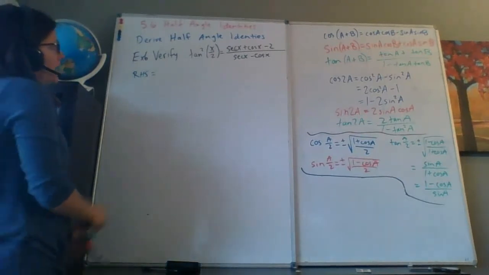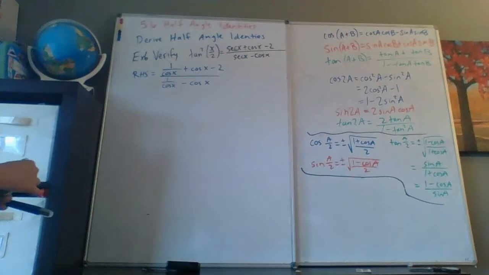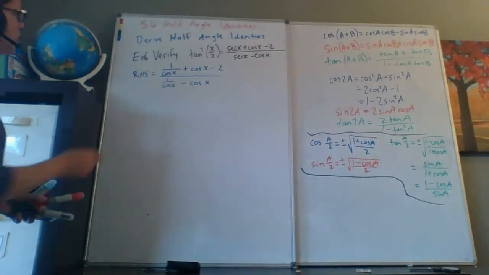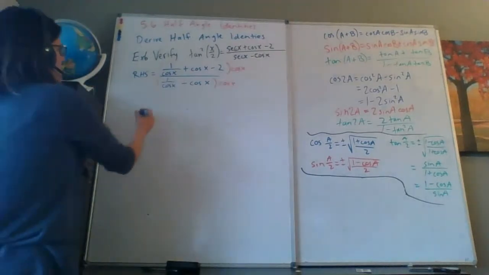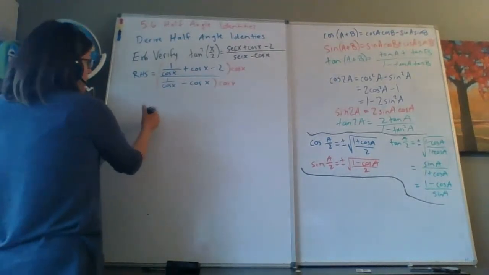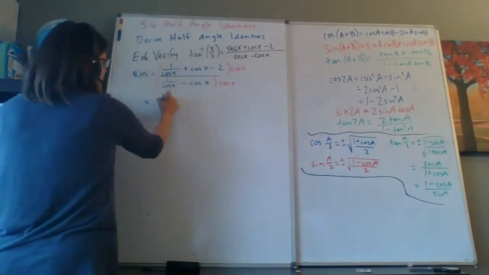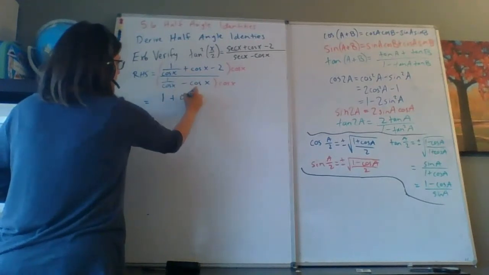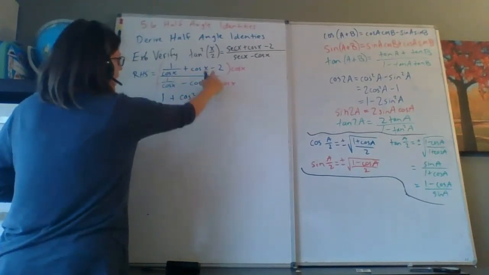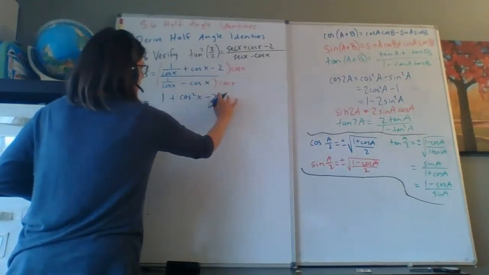I will go ahead and write secant x as 1 over cosine x. To clear the denominators, we can multiply top and bottom by cosine x. On the top, it will distribute to all three terms. Cosine x over cosine x just gives us 1. Cosine x times cosine x is cosine squared x. And 2 times cosine x gives us that minus 2 cosine x.